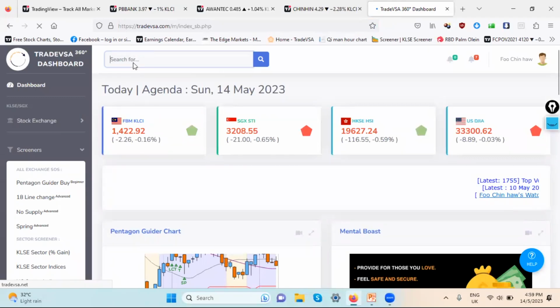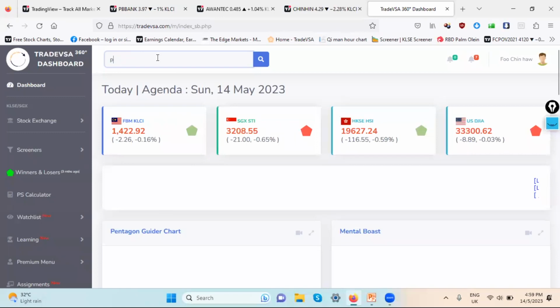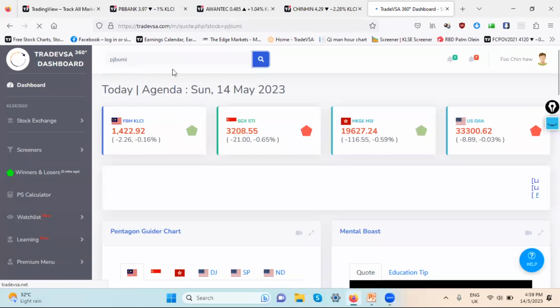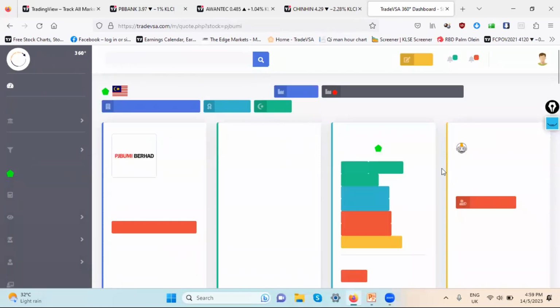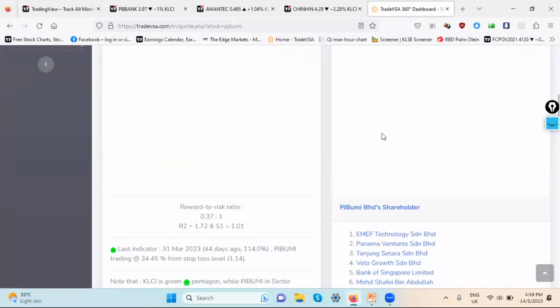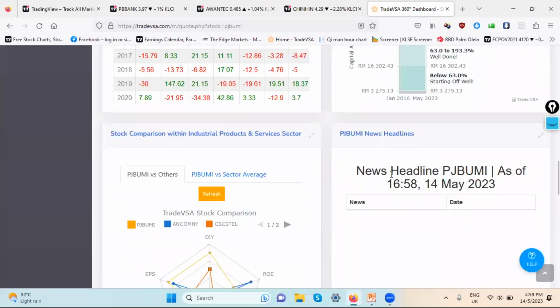This is now quite a hot topic, and this type of stock is also running quite high in the market. I searched back PJ Bumi, and you can see that compared to last time, this dashboard has been improved a lot. We can see a lot of information here, and we will implant all this headline.